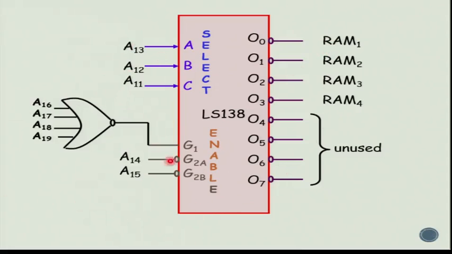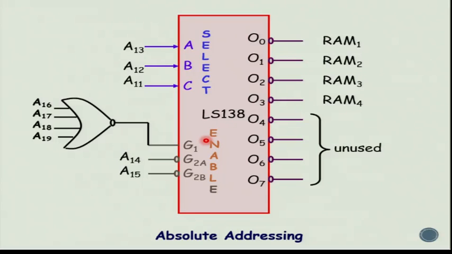The rest of the address lines were used for enabling the decoder. A14 and A15, always low, go to the decoder's G2A bar and G2B bar. A16 to A19 were connected to a NOR gate. Simple reason: the NOR gate is the only gate which will give you a high output when all the inputs are low. So when A16 to A19 are all low, only then is the output of the NOR gate going to be high. So this goes as G1. This is what is called absolute addressing, where you make use of all address lines starting from A0 to A19.